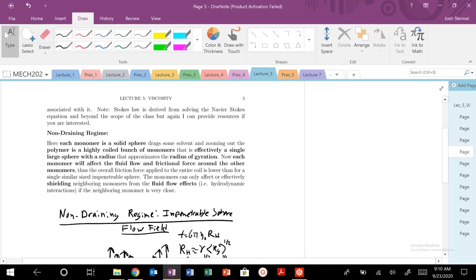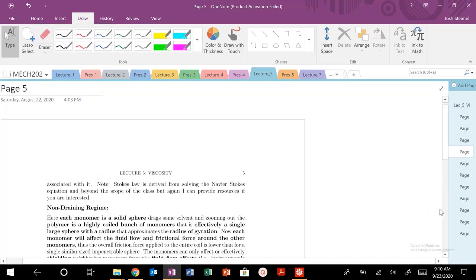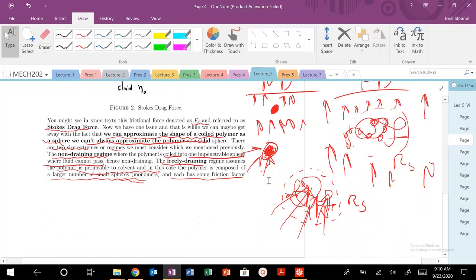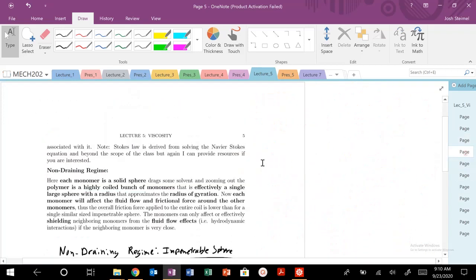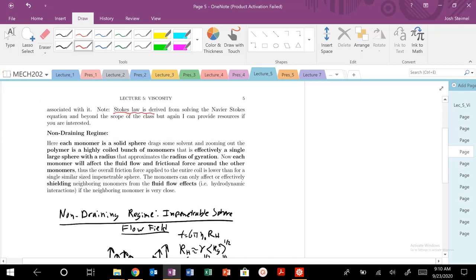Welcome back, and today we are going to talk about the non-draining regime. Just as an addendum to last time, Stokes law is derived from the Navier-Stokes equation. That is way beyond the scope of this class, but if you're interested in fluid mechanics, there are some resources that I can provide.